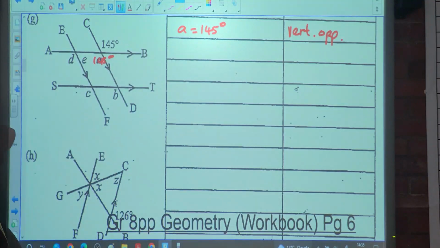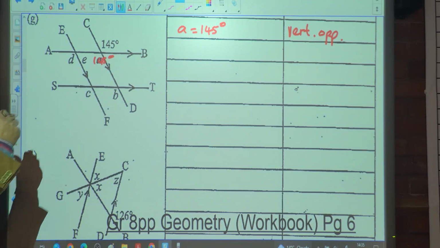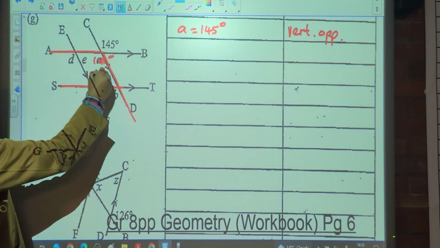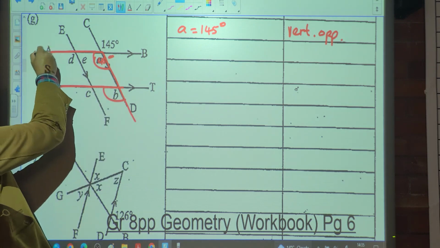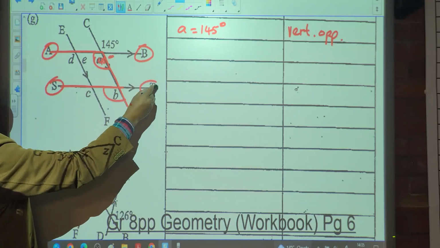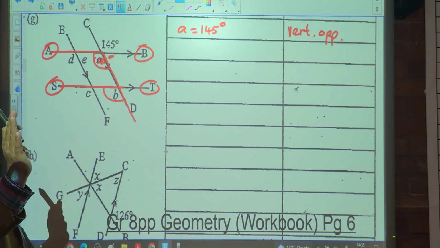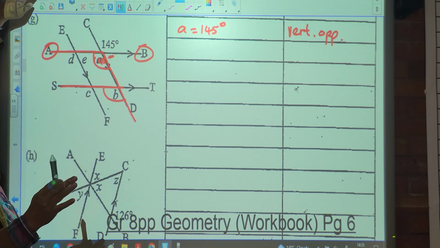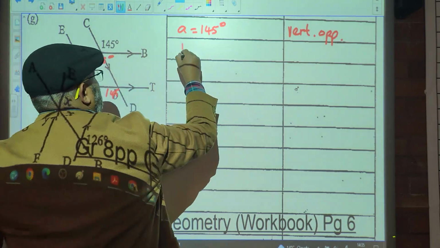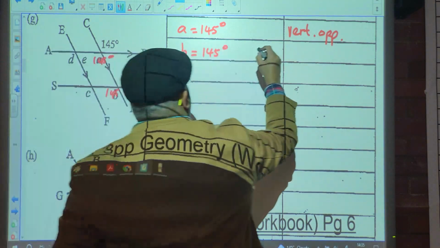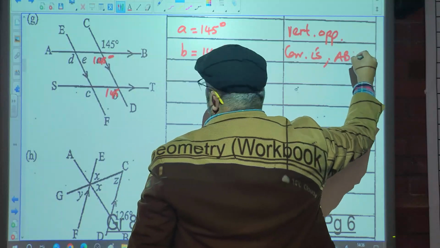B. Where do you work out B? Corresponding angles. There's the F. This angle is equal to that angle, not so? But which lines are parallel? AB is parallel to ST. You see, there are two sets of parallel lines here. Can you see that, people? So you can't just name any lines. You must say which corresponding angles you're actually using. So B is 145 because it's corresponding angles with AB being parallel to ST.